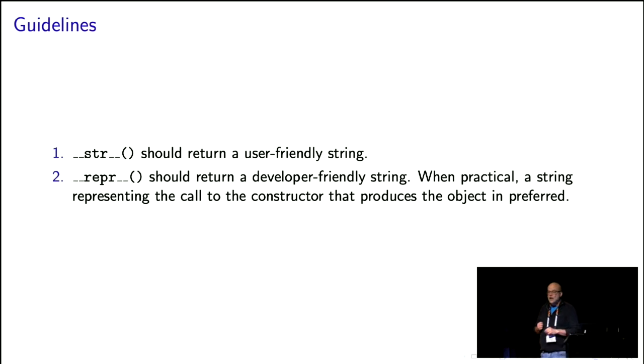As an aside, there are two other stringy methods that we're not going to talk about. There is a Dunder bytes method that returns a byte string, again, that represents your object. And there is a Dunder format method, which allows you to specify a format string that controls the formatting of the string that is produced from it. But for now, we're just going to worry about Dunder str and Dunder repr.